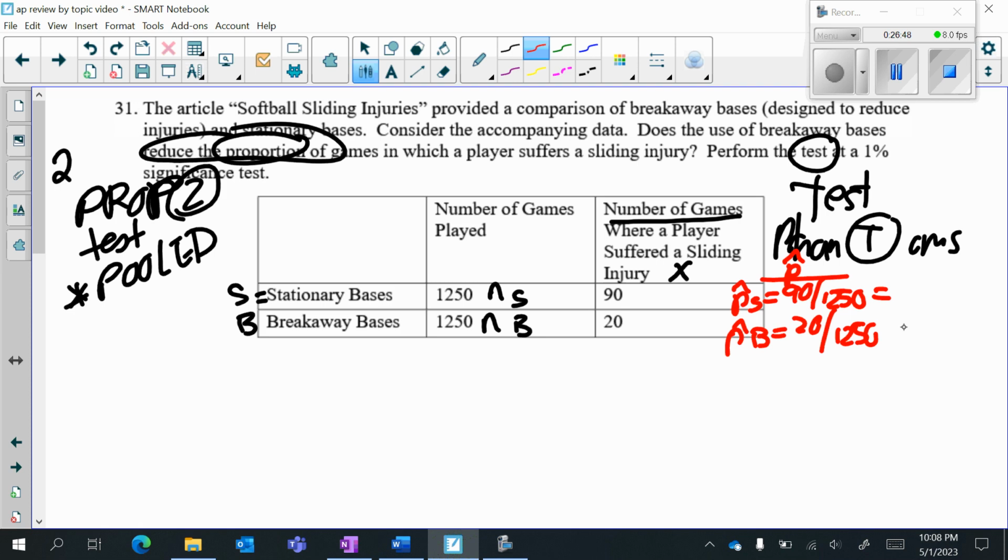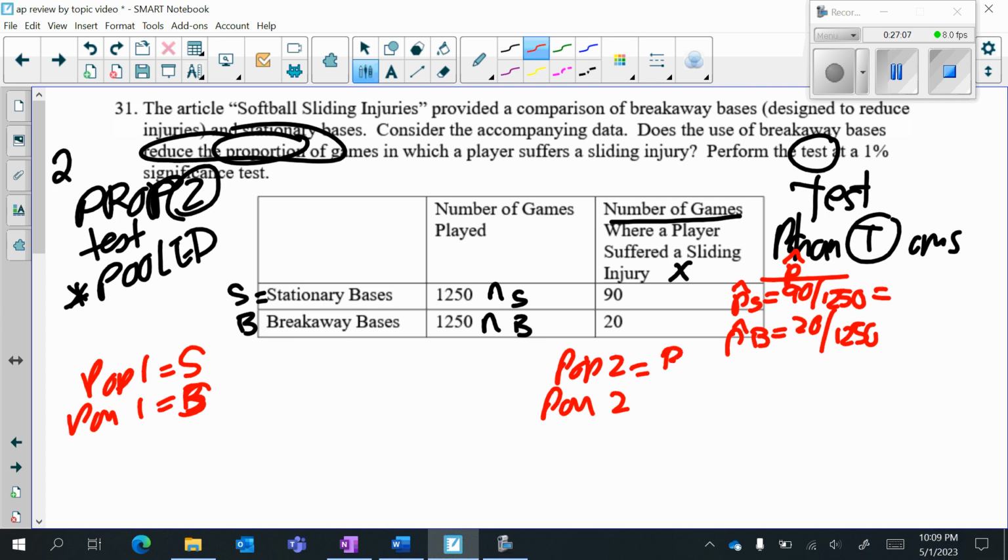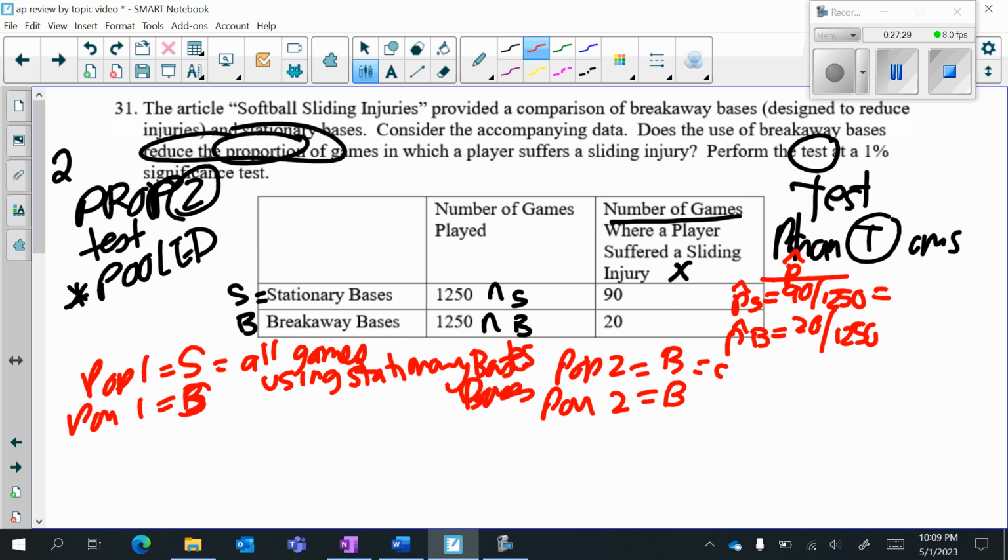So that means that eventually we are going to need to do the hypotheses, okay? So you would want to do population 1, population 2, parameter 1, parameter 2. Again, if you're using S and B, change it to S and B so that way the person really knows what you're talking about when you're using these subscripts. So I'm going to let population 1 be all softball games using stationary bases. And I'm going to let population 2, or population B, be all games using breakaway bases.